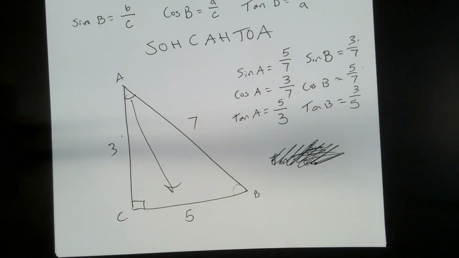There's one side that's the opposite. You can clearly see that there's also an adjacent side. Sine, opposite over hypotenuse. Cosine, adjacent over hypotenuse. Tangent, opposite over adjacent.